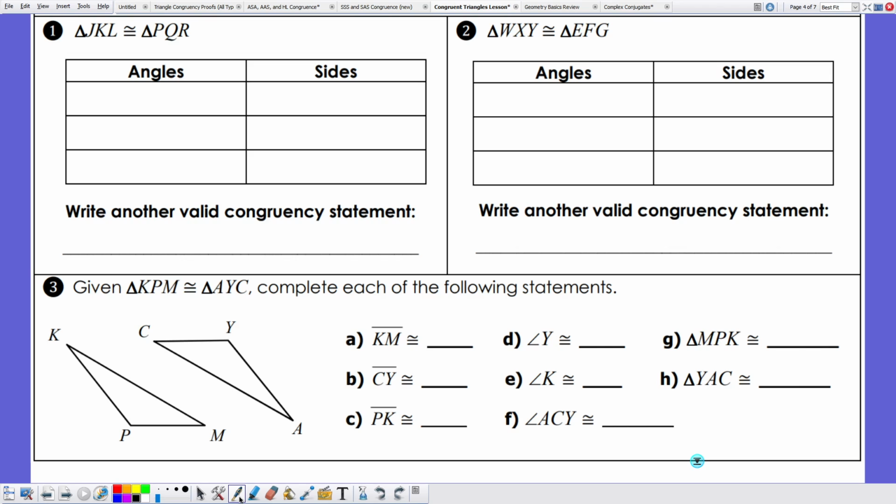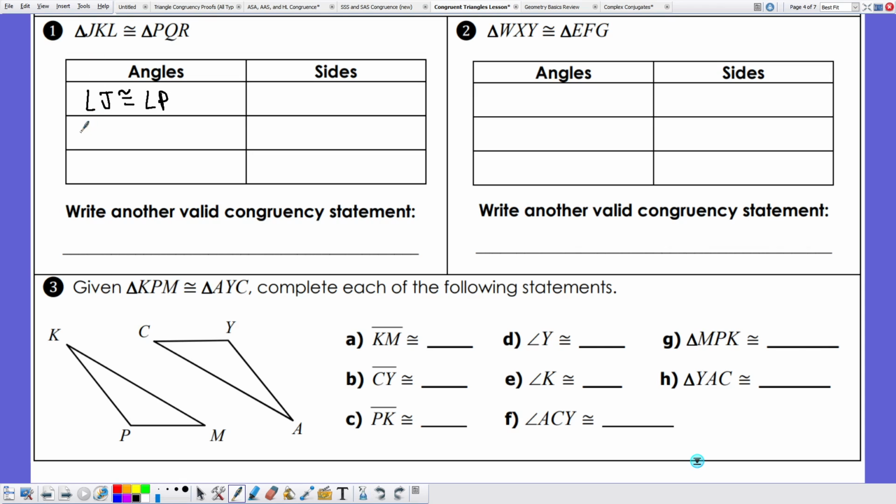So, what does this look like in action? Well, for our first problem, we have triangle JKL, and that's congruent to triangle PQR. And if we're given that statement, without even having to draw a triangle or look at anything, we can tell much information about the triangle already. For example, I can tell that angle J is congruent with the angle P. Why? Because they're each the first letter of their respective statement. And it's that easy.